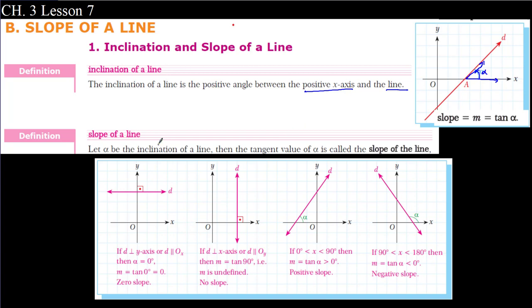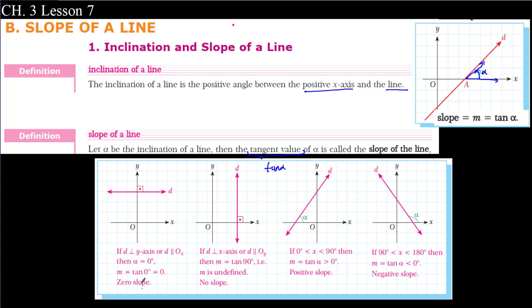What about the slope of a line? If the inclination of the line is equal to alpha, then tangent alpha is the slope of the line. I have also pasted it here: slope m is equal to tangent alpha.